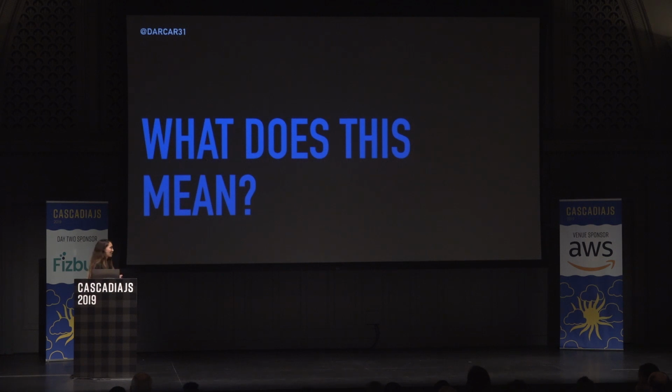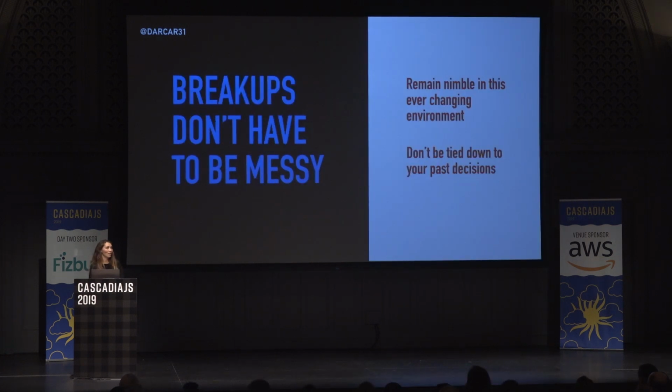But what does all of this mean for us? Well, for one, it means that breakups don't have to be messy. The JavaScript open source community, and maybe even your internal JavaScript community, is incredibly fast-paced, and we want to be able to remain nimble in this ever-changing environment without having to be so tied down to our past decisions, because we have to somehow explain to our product owner that it's going to take a month to replace all of the buttons to just be different buttons.